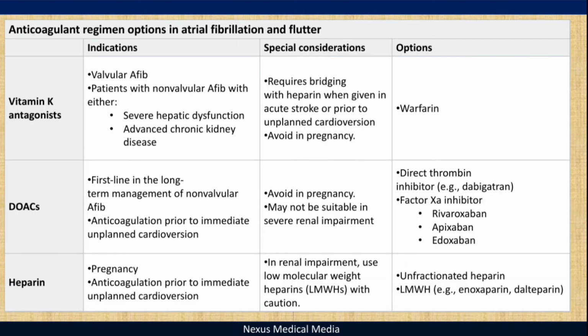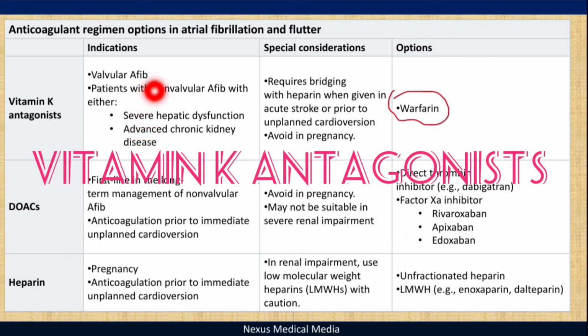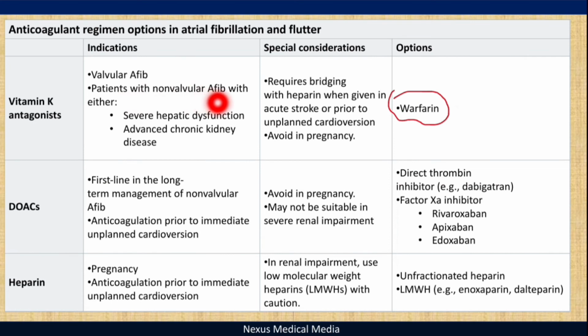Right, so anticoagulant regimen options in atrial fibrillation and atrial flutter. Firstly, there is vitamin K antagonist. It is indicated in valvular AFib, and in patients with non-valvular AFib with either severe hepatic dysfunction or advanced chronic kidney disease. Specific considerations: a vitamin K antagonist requires bridging with heparin when given in acute stroke or prior to unplanned cardioversion, and it should be avoided in pregnancy, right? So warfarin in pregnancy should be avoided.